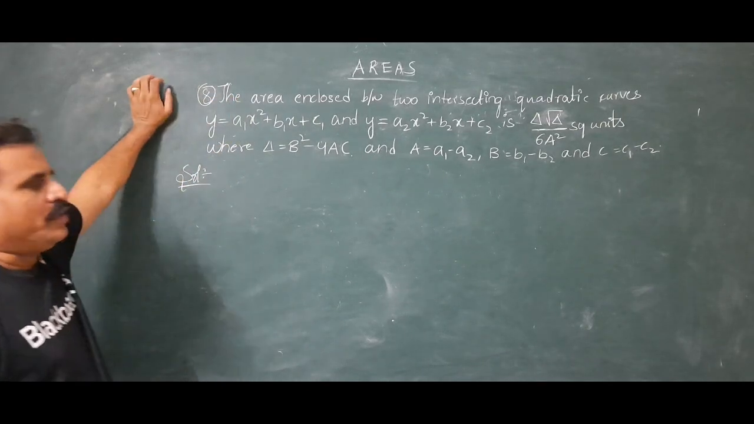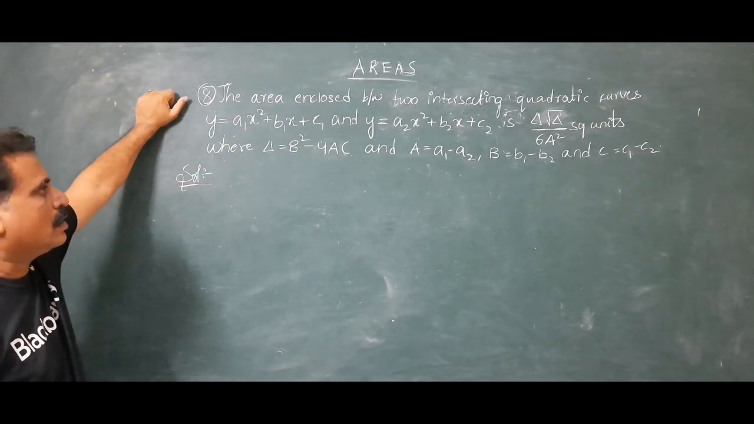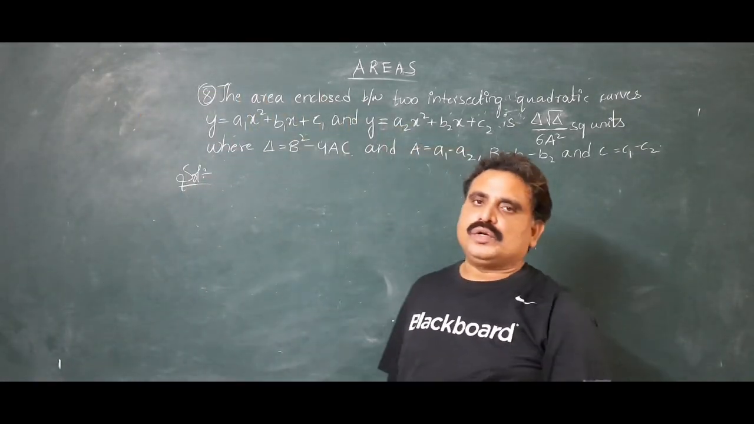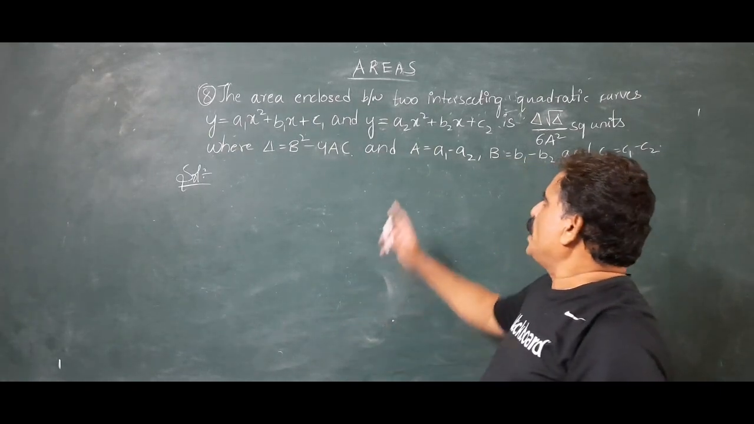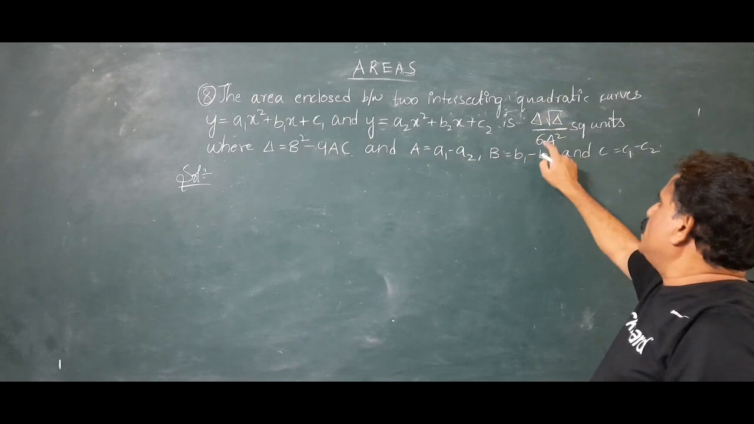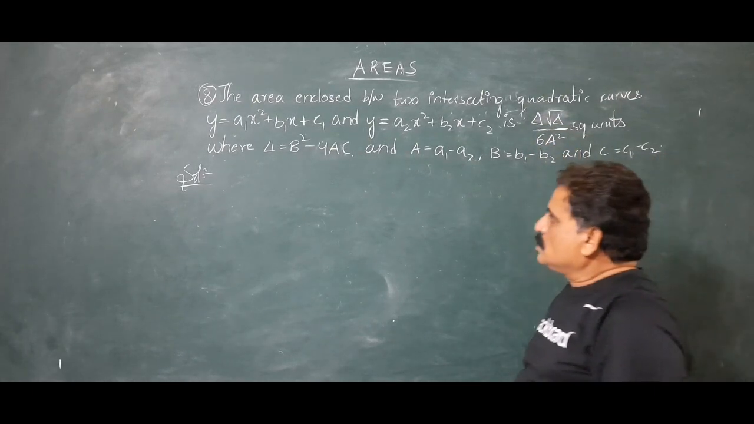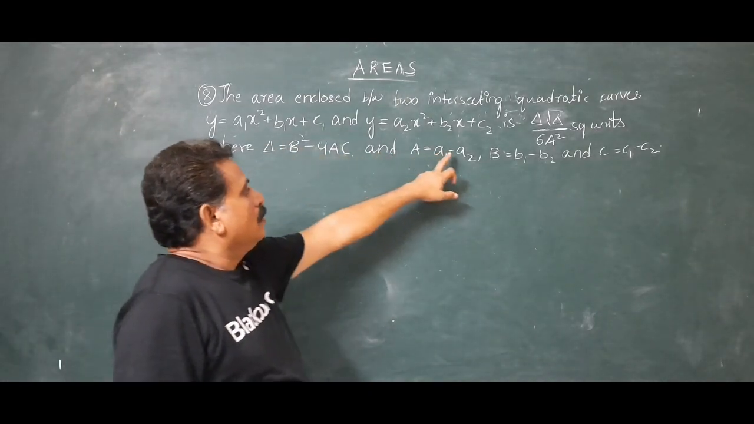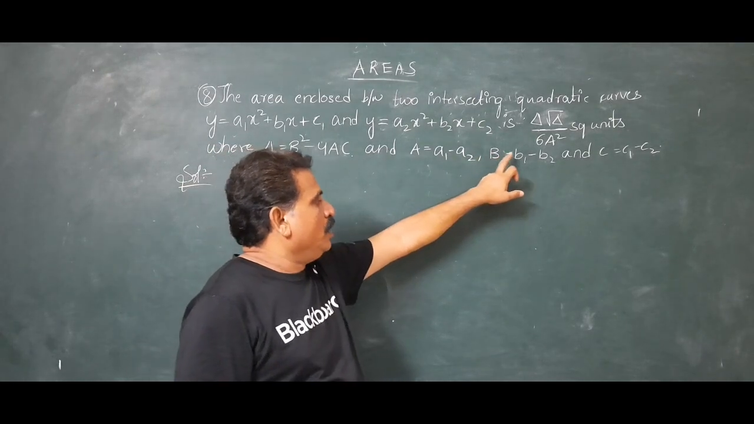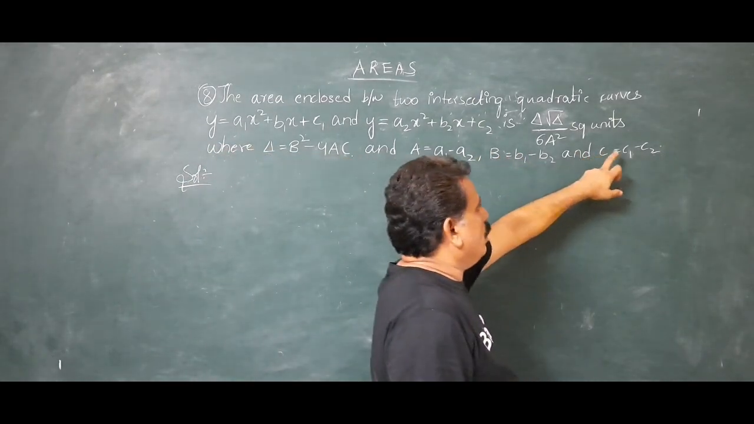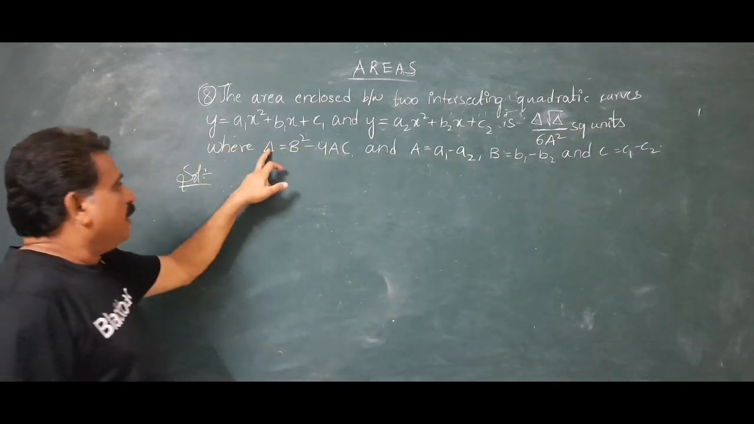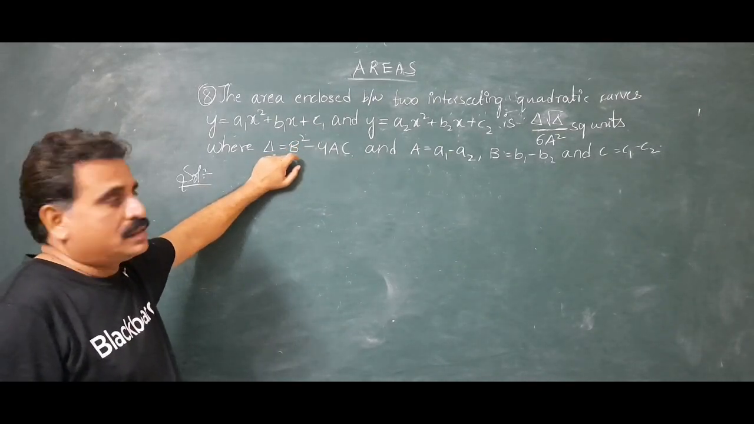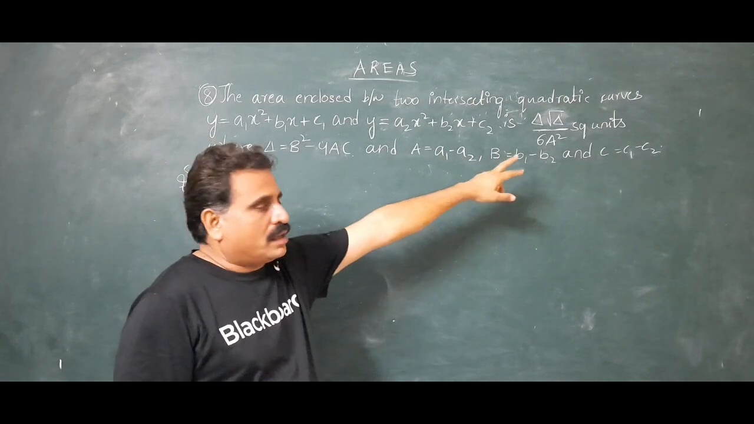The area enclosed between the two intersecting quadratic curves y equal to a1x square plus b1x plus c1 and y equal to a2x square plus b2x plus c2 is delta root delta by 6 A square square units, where A equal to a1 minus a2, B equal to b1 minus b2 and C equal to c1 minus c2. Here delta equal to B square minus 4AC. A, B, C are capital letters.